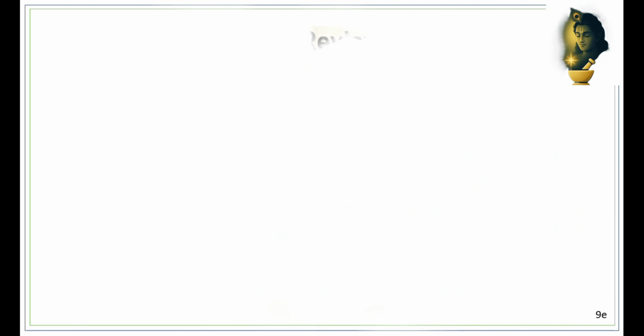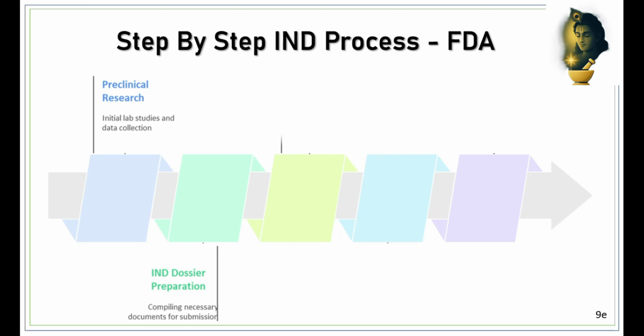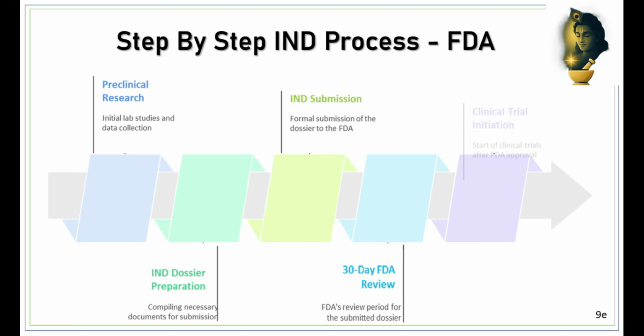Let's walk through the step-by-step flow of this process as per the FDA. We begin in the preclinical research phase. At this stage, all essential laboratory and animal studies are completed. The drug's safety and pharmacological profile are evaluated through both in vitro and in vivo experiments. Once the data supports further development, a GMP grade API batch is manufactured and a suitable formulation is selected for human administration.